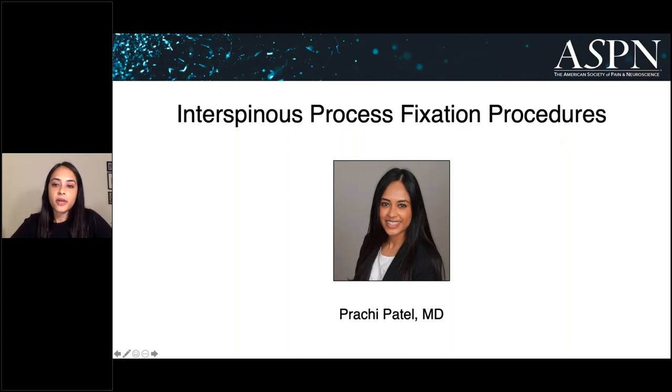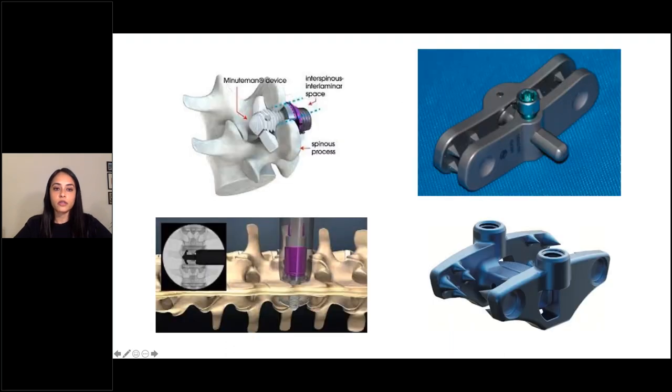Good evening, my name is Prachi Patel, and I'll be going over interspinous process fixation devices. The goal of these devices is to address not only the spinal stenosis, but coexisting degeneration that interspinous spacers cannot. These devices have been around for many years, and by no means is this a comprehensive talk. It's a broad topic, and this is meant to be more of an overview and going over some of the data that's out there.